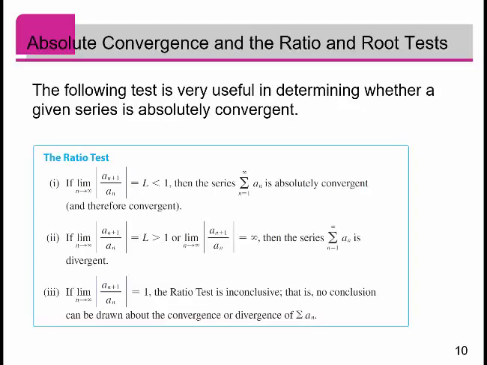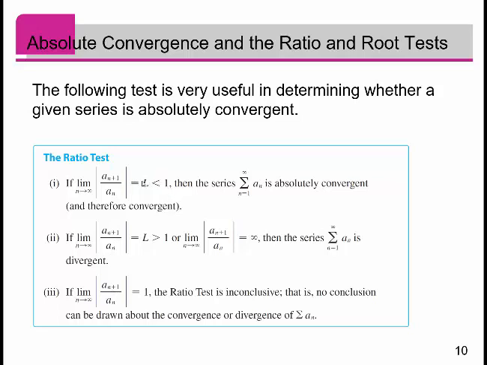All right, so about absolute convergence: the following test is very useful in determining whether a given series is absolutely convergent. And this is what we call the ratio test. It looks at the limit as n goes to infinity of the absolute value of the (n+1)th term divided by the nth term. And there are 3 different cases.